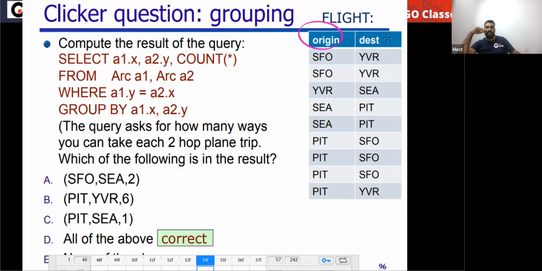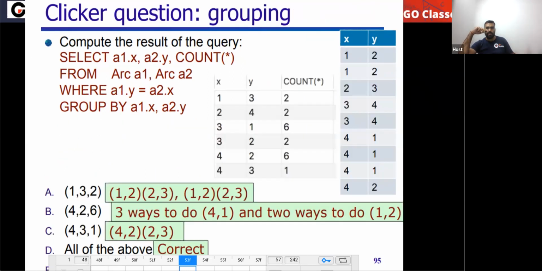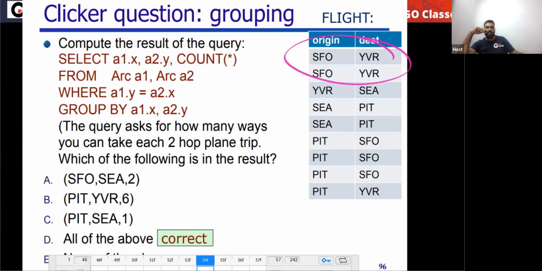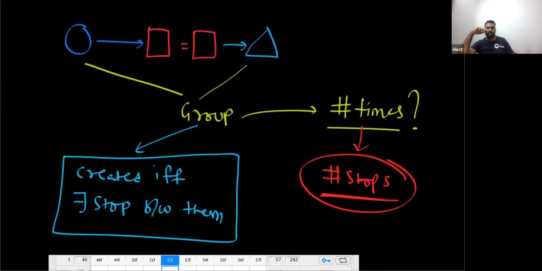Original destination. See, the same question they can ask you in terms of flight. Yes or no? What is the origin? What is the destination? Exactly the same question. You can notice this is exactly the same question, one to one, but they can ask you like this.